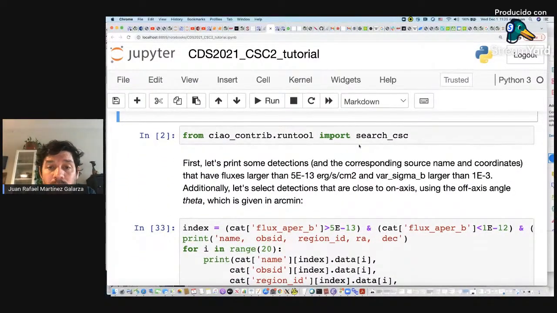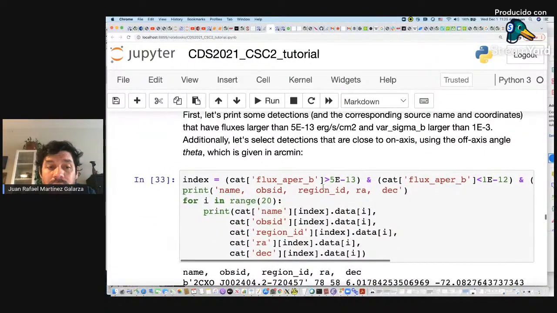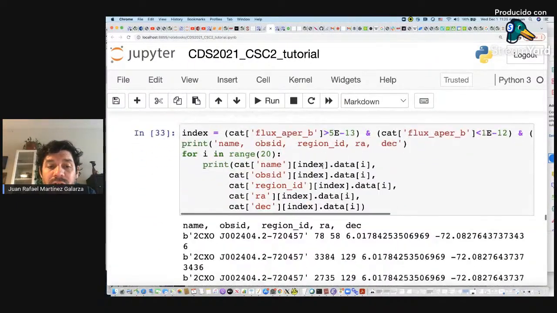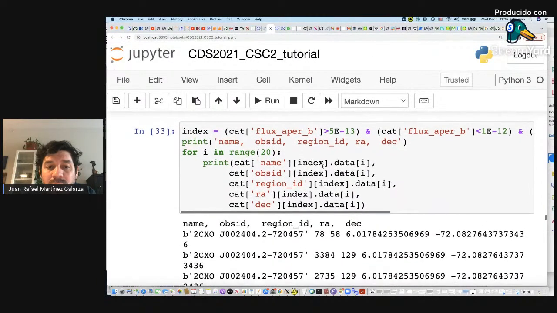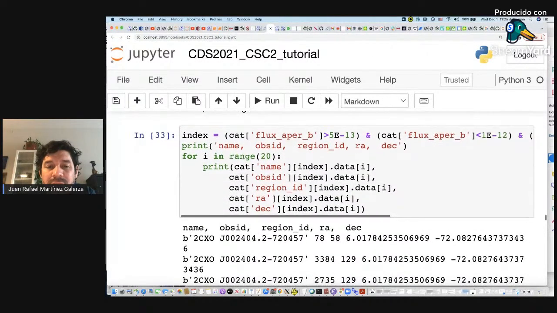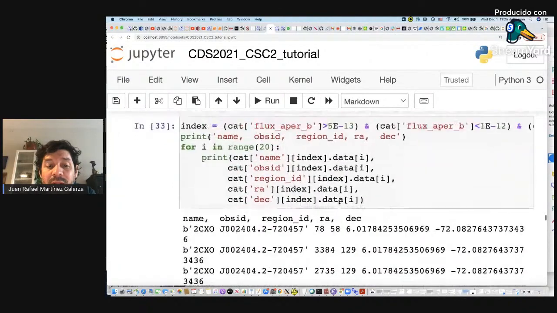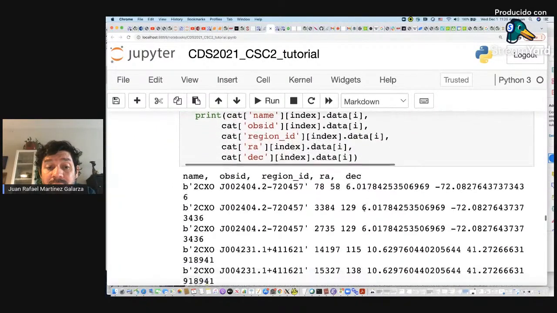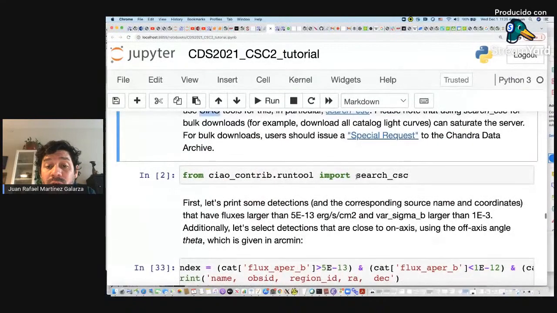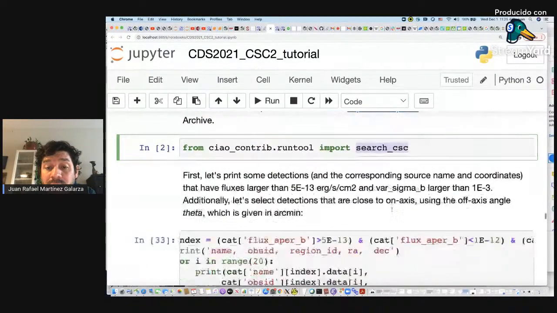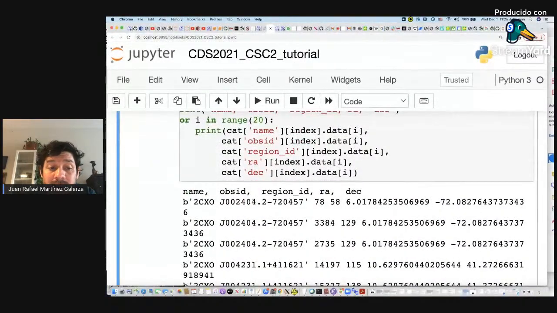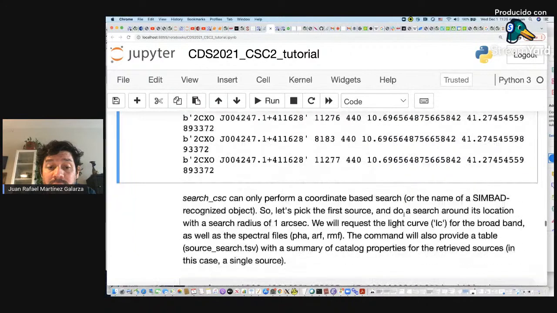This is how Search CSC works. First, you import it, of course. And all you have to do here is first select a particular source. Here, for example, I'm just selecting some sources that are supposed to be highly variable, and I get the coordinates of those sources, because Search CSC will want to know the coordinates of the source you want. So if you wanted this first source, then you could use this set of coordinates here, and those are the ones that you will input to Search CSC.